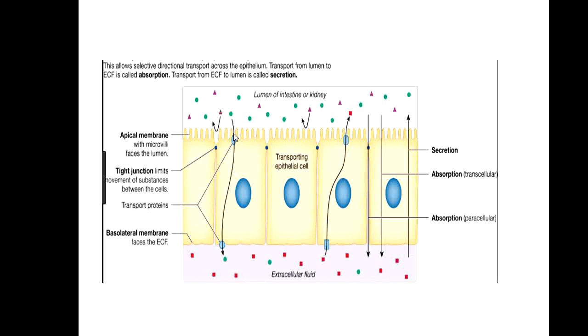So you should learn in this section about transcellular transport and paracellular transport. This is also a type of transcellular transport, but this takes place with the help of protein. This is a type of facilitated transport. So you should learn that absorption takes place by transcellular transport, paracellular transport, and facilitated transport.